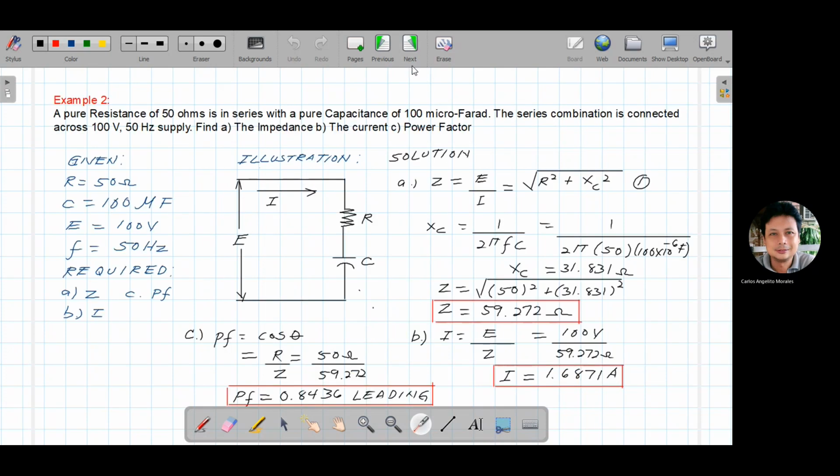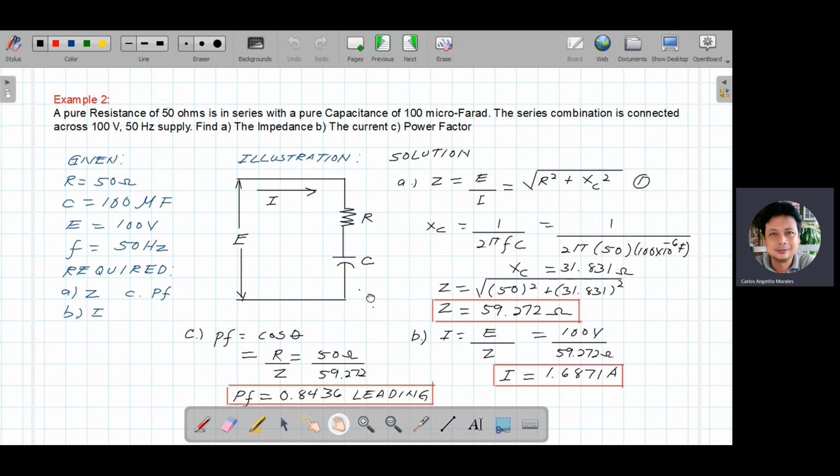Example 2. A pure resistance of 50 ohms is in series with a pure capacitance of 100 microfarad. The series combination is connected across a 100 volt, 50 hertz supply. Find A, the impedance, B, the current, C, the power factor. So given R is 50 ohms, the capacitance is 100 microfarad, the source voltage is 100 volts, and the frequency is 50 hertz. The required are the impedance, current, and power factor.